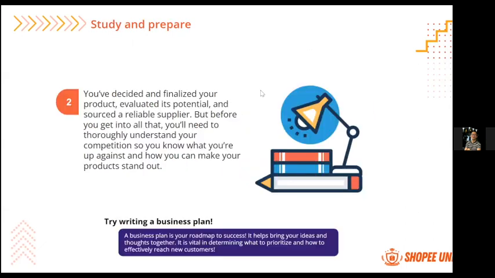Okay, so study and prepare. That's number 2. We're done with product evaluation. Number 2, study and prepare. You've decided and finalized your product, evaluated its potential, and was able to source a reliable supplier. So it's also something po na dapat mag-iingat tayo, yung tinatawag natin na supplier. Dapat reliable. Hindi puro promise, hindi yung pagdating ng demand, iiwan ka na sa ere.